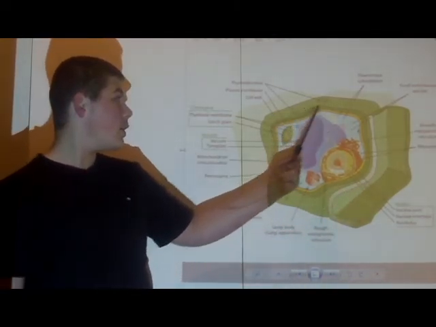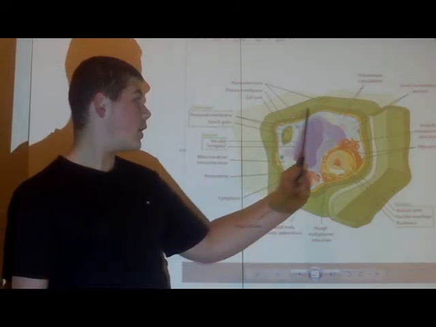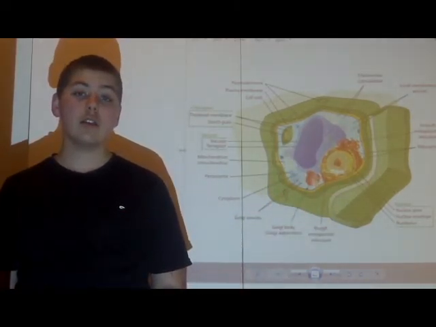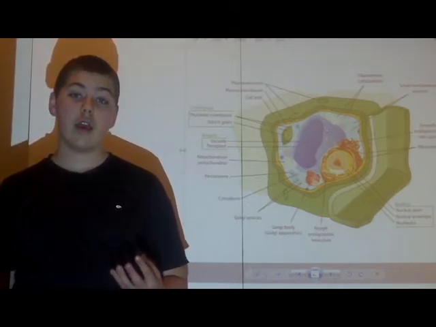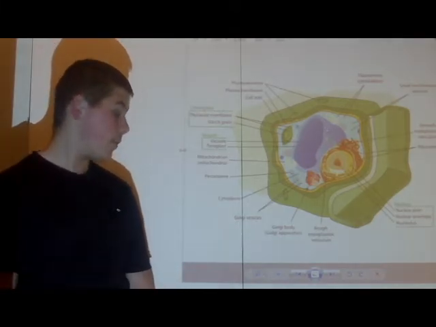This is the cell wall. It's a rigid structure that surrounds the entire cell membrane. It is what gives plants their hard structure and what makes them keep their shape.